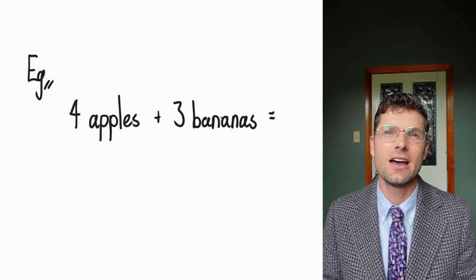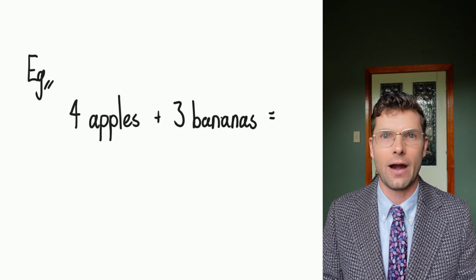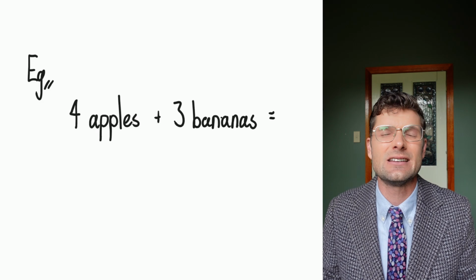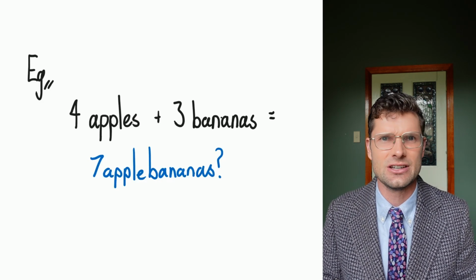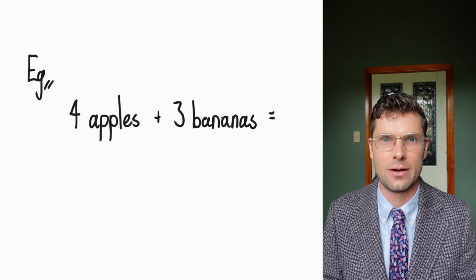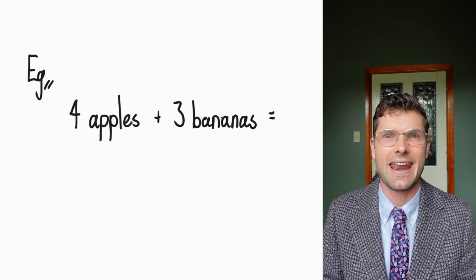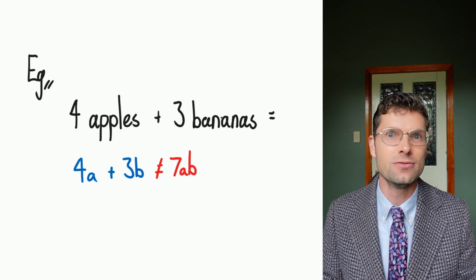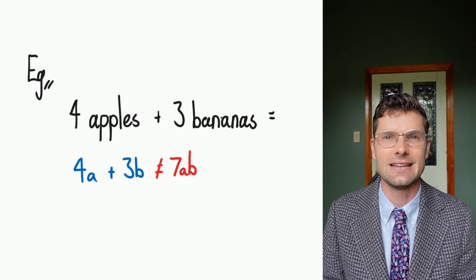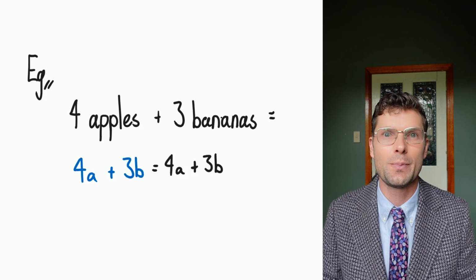things that are like. So if I gave you the example, I've got 4 apples plus 3 bananas, you wouldn't tell me that you had 7 apple bananas. That doesn't make any sense. You would just say, oh, I've got 4 apples and 3 bananas. If we were going to write this out algebraically, 4a plus 3b does not equal 7ab. That doesn't make any sense. It's just the same thing repeated again.